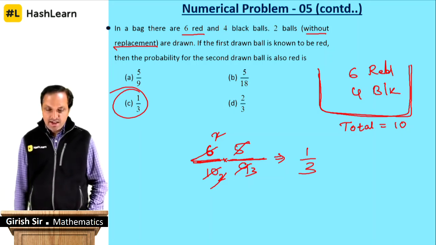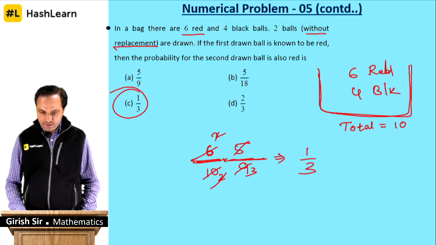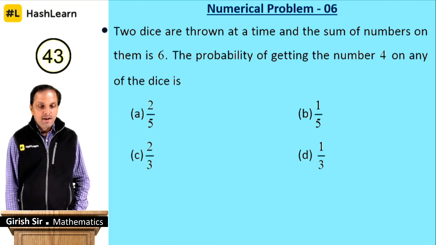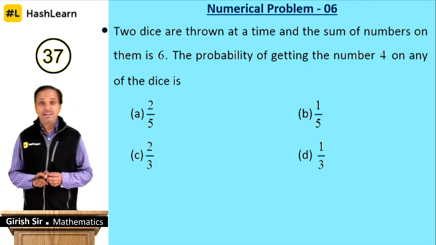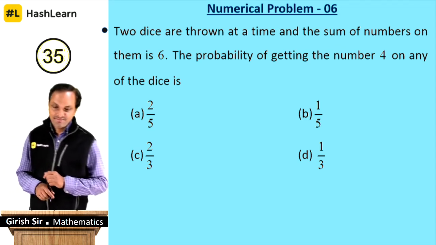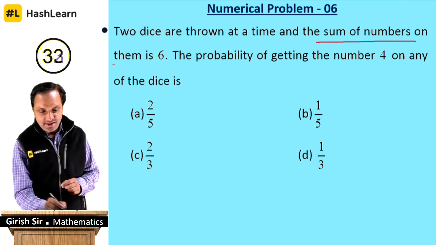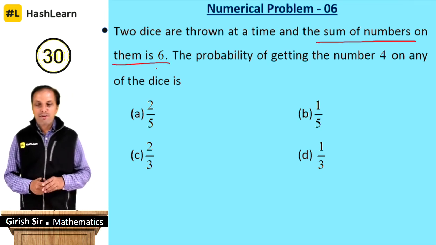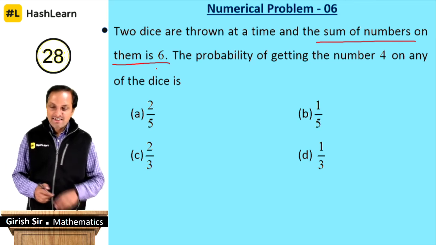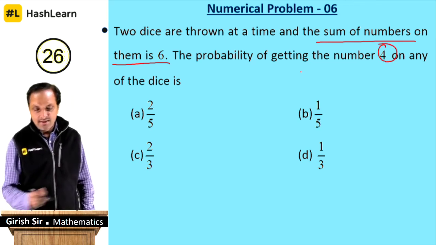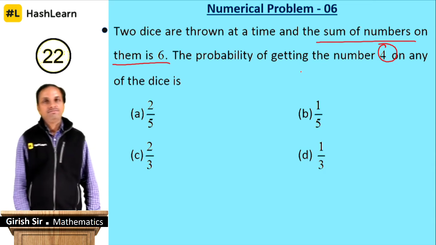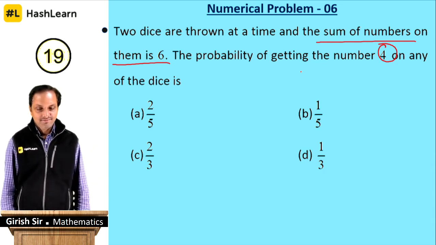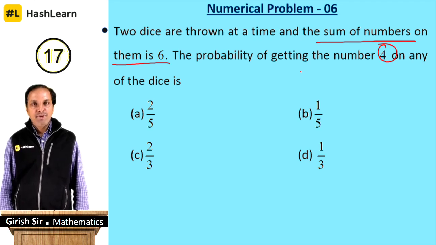Chalo, let us go to the next one. So next question is here. Two dice are thrown at a time. You will have 36 outcomes. The sum of the numbers is 6. The probability of getting the number 4 on any of the dice they are talking of. Very important question.